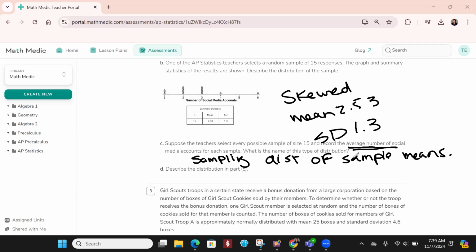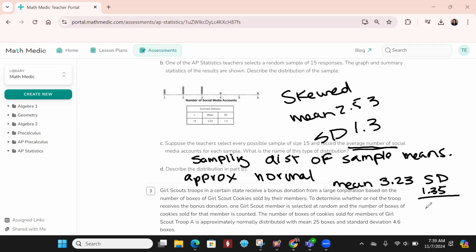What would be the distribution in part C? Approximately normal. Why would it be approximately normal? Because the original. Okay. So the mean would be 3.23. And the standard deviation, if you calculated it, would be 1.35 divided by the square root of 15, which would be 0.349.